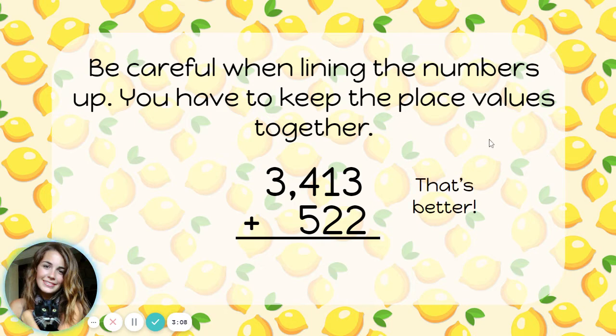That's better. Now I have my ones lined up with the ones, tens are on top of each other, hundreds are on top of each other, thousands, and then this number doesn't have any thousands. You could even imagine a 0 right here. Now we can start to add. We add up our ones, 3 plus 2 is 5. We add up our tens, 1 plus 2 is 3. We add our hundreds, 4 plus 5 is 9. And we add our thousands, 3 plus nothing or 0 is 3.